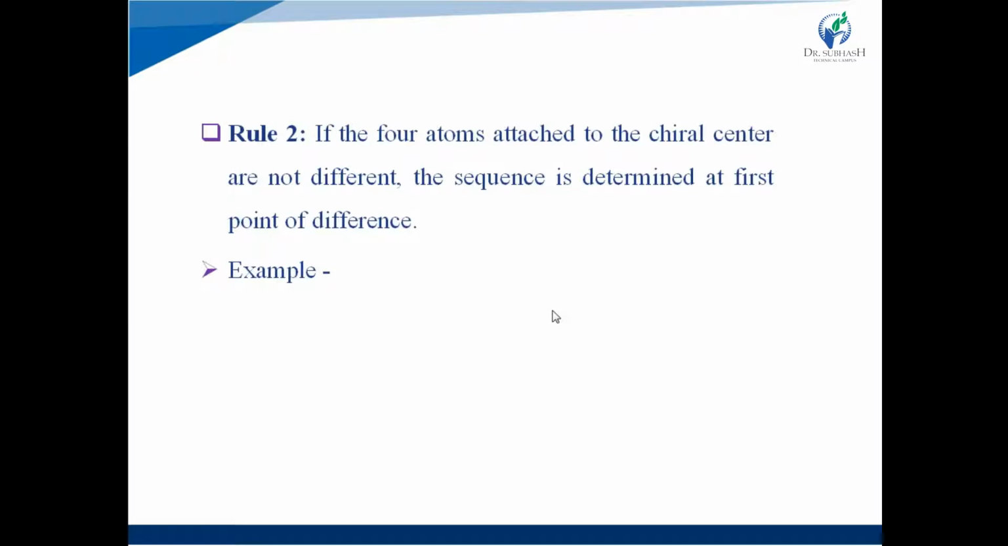Now, rule 2. If the 4 atoms directly attached to the chiral center are not different, the sequence is determined at the first point of difference, right? In many enantiomers or optically active compounds, the chiral center is attached to different groups, but the first points of attachment, the directly attached atoms, are similar, right? So in this type of case, the sequence rule is determined at the first point of difference. So we have to determine the first point of difference where the groups differ.